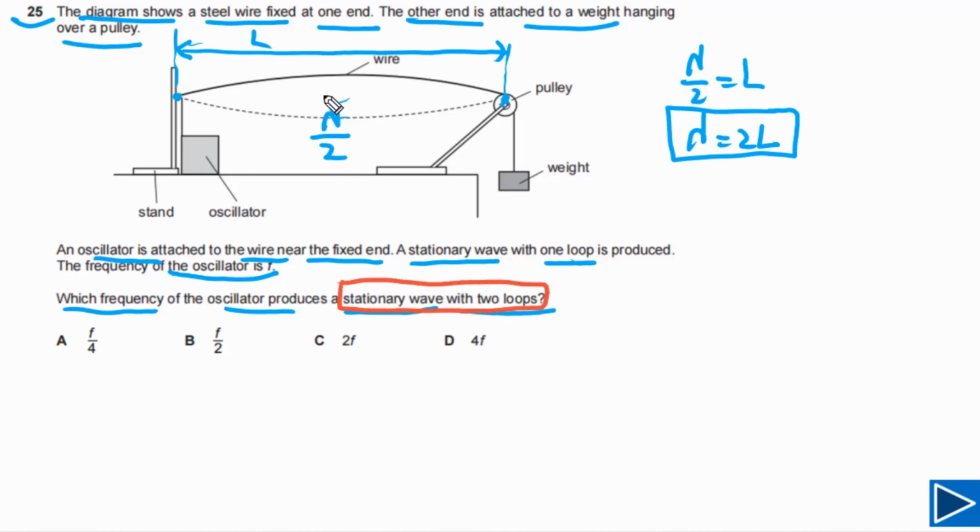So simply we need to draw two loops here. Imagine that here is another node. So the first loop is this one, and this one will be the second loop. So we have two loops now.